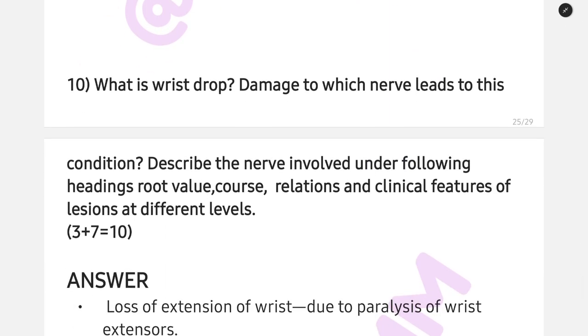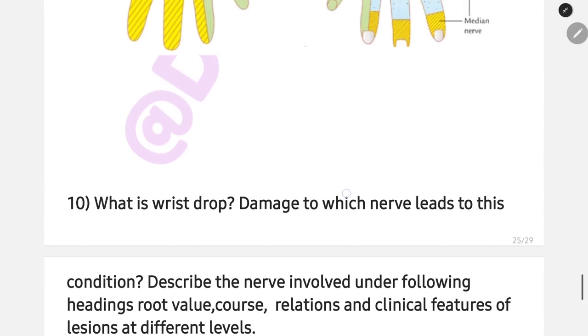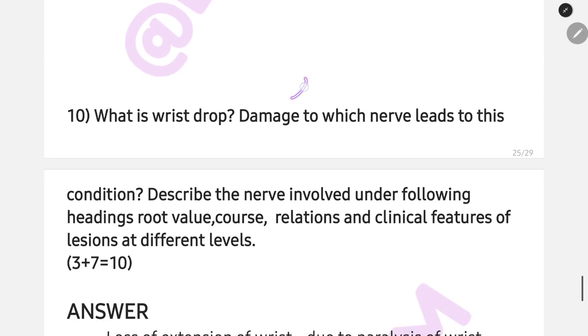Damage to which nerve leads to this condition? Describe the nerve involved under the following headings. Okay, let's discuss wrist drop. The wrist has dropped, which means the wrist has flexed. Why has the wrist assumed a flexion position? It could be because extension is not there.